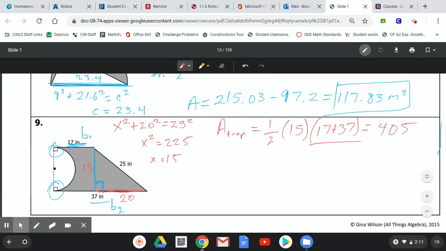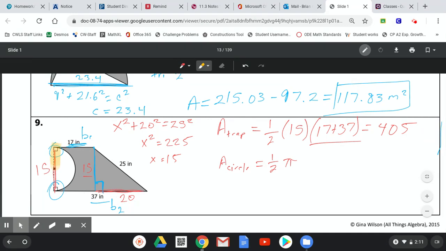Now, we have to find the area of the non-shaded portion, which is the area of our circle, even though it's a semicircle. So for a semicircle, we take half of a circle. So we're going to take half of pi r squared. Then we have to figure out what the radius is. If you look here, this part's 15. We have a right angle, meaning the diameter of that circle is going to be 15.